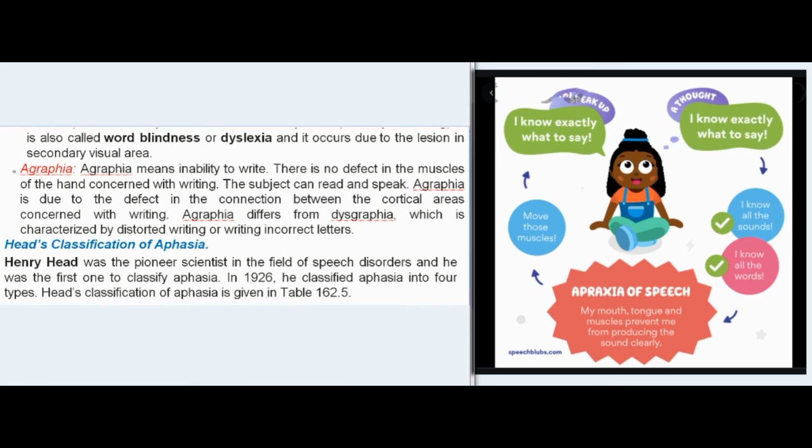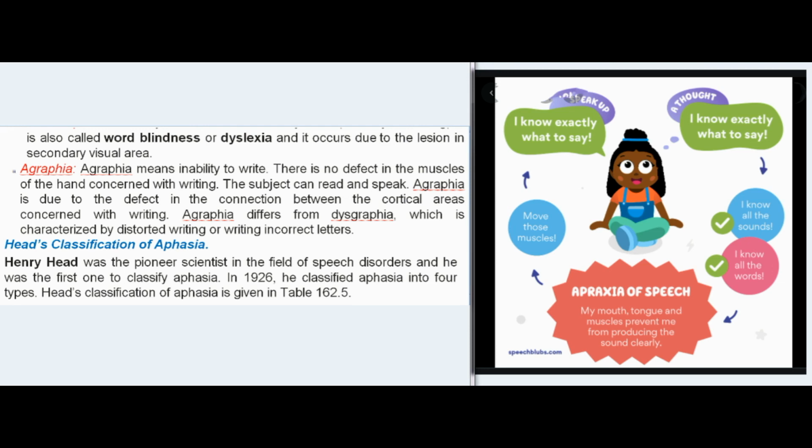Agraphia. Agraphia means inability to write. There is no defect in the muscles of the hand concerned with writing. The subject can read and speak. Agraphia is due to the defect in the connection between the cortical areas concerned with writing. Agraphia differs from dysgraphia, which is characterized by distorted writing or writing incorrect letters.